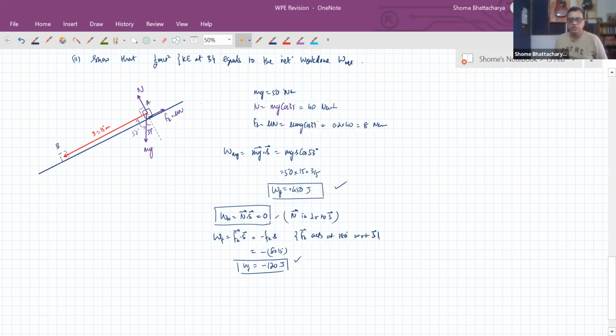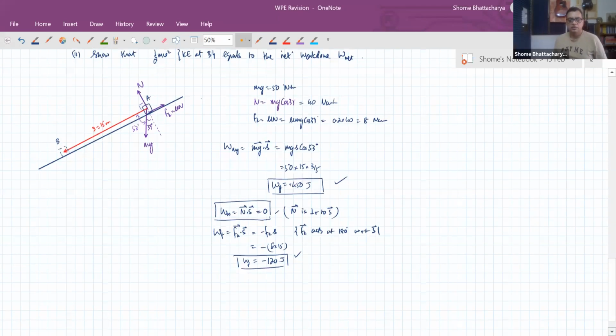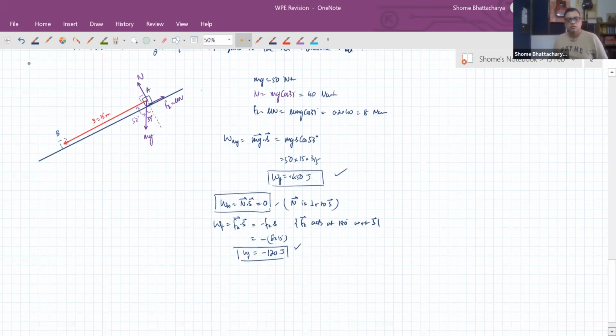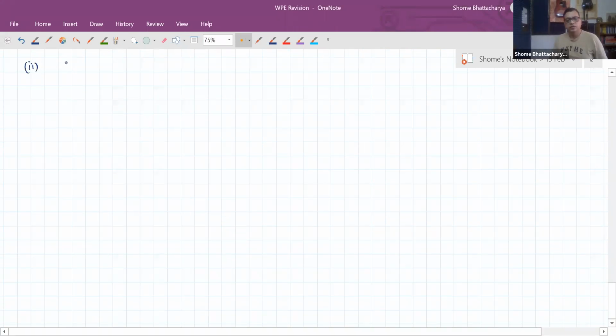Okay, so once this is clear, next let's understand the net work done here. That will become the sum of work done by mg plus the work done by normal reaction plus the work done by friction, which we saw is this much. So 330 joules is the net work done.